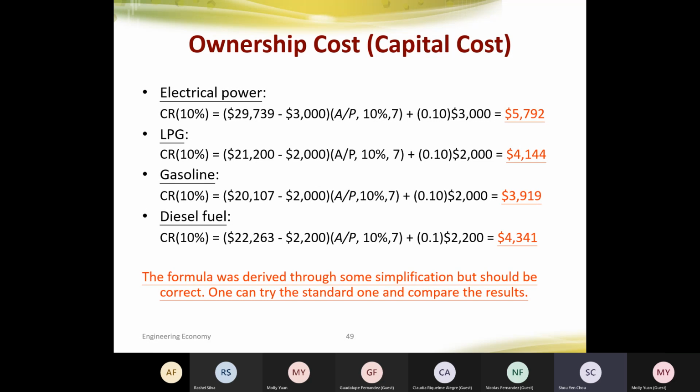Okay, again, these computations still need to be done, but we won't go through them. And if you go back to the previous table, and follow through the computation, follow through what I said, you can still come up with these ownership costs. Next.